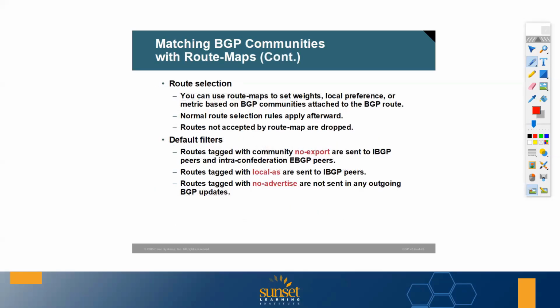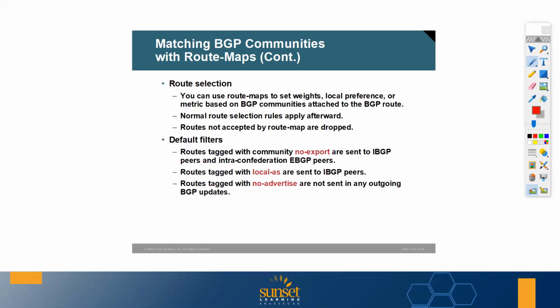Then we mentioned the idea of route selection. By changing the attributes as the route comes into the local router, it affects how they choose the best path, okay? So they show you can use route maps to set weights or local preference or a metric, the multi-exit discriminator, on these BGP routes. The normal route selection rules apply after that, okay? Routes not accepted by a route map are going to be dropped. They are not put into the BGP table.